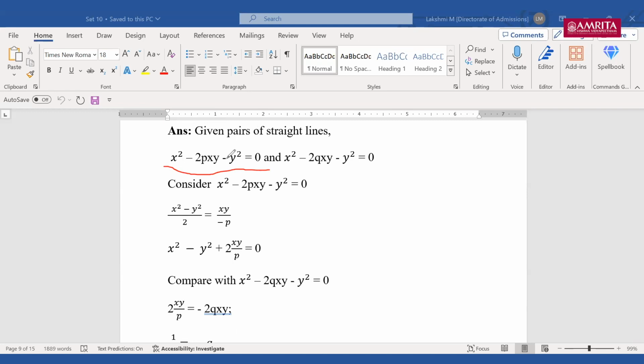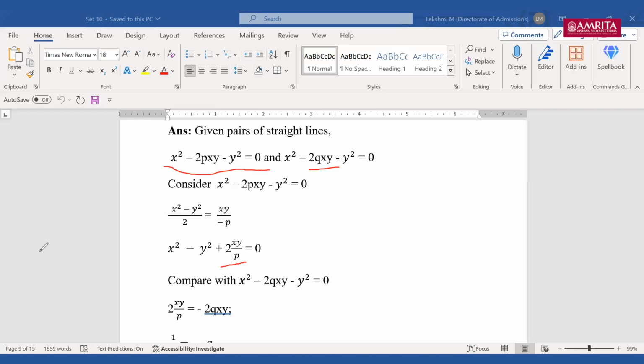So considering this, it will be x square minus y square by a minus b, which is 1 minus minus 1, that is 2, equal to xy divided by minus p. Once you have this, you can take this 2 here and form the equation x square minus y square plus 2xy by p equal to 0. If you compare this with the other equation, minus 2qxy, it is equal to 2xy by p. So this 2xy is gone, so 1 by p is equal to minus q. 1 by p is equal to minus q.